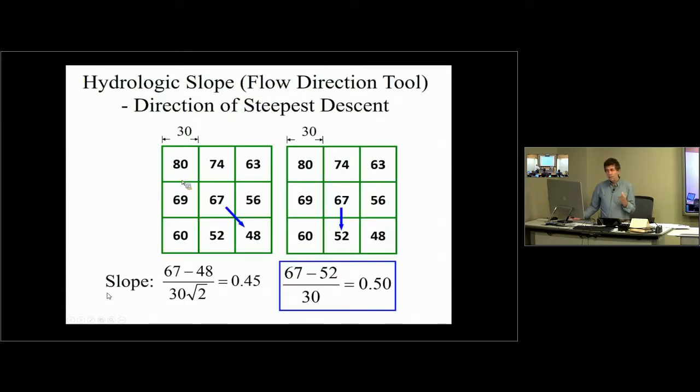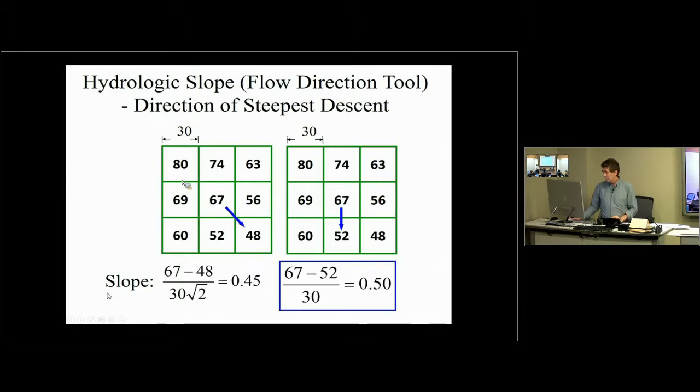The second way of calculating slope is basically just look at each of the neighboring cells and figure out if water was to go to one of them, which is the steepest downwards direction. You don't have to evaluate the ones that are higher in elevation, because water doesn't flow uphill, so your candidates are really just the 56, the 48, and the 52, and if you evaluate the slope 67 to 48, you get, when you divide by the diagonal distance, 0.45.